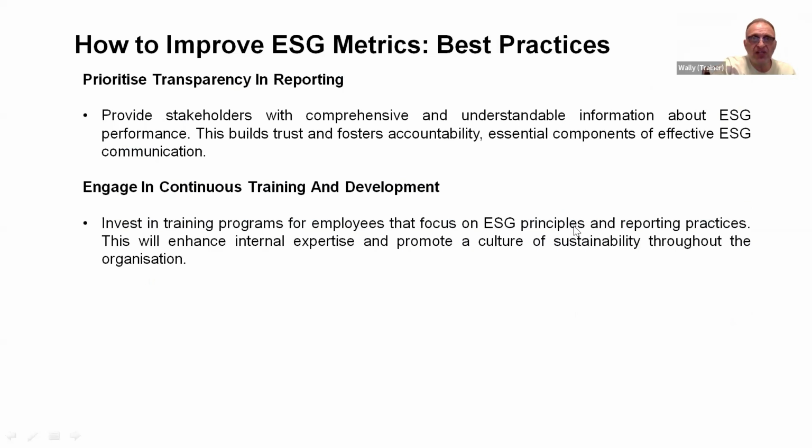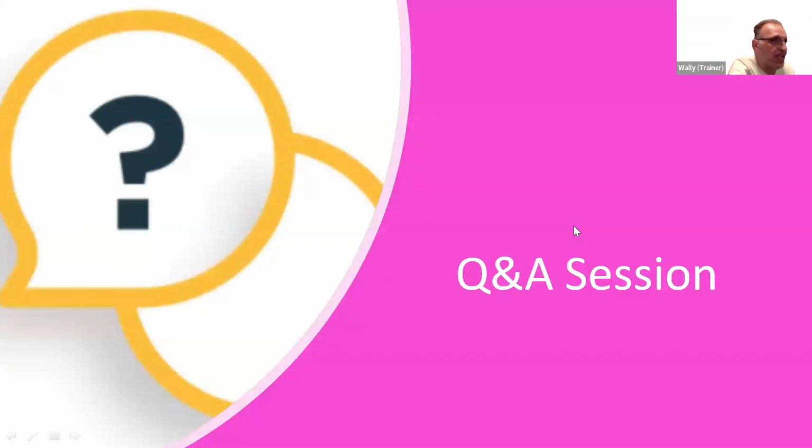Okay, so basically what we've covered today is what is required in order to be able to implement ESG. But in real terms, what we've learned is why environmental and social governance is important.